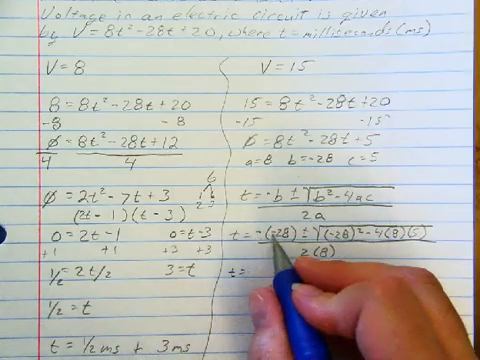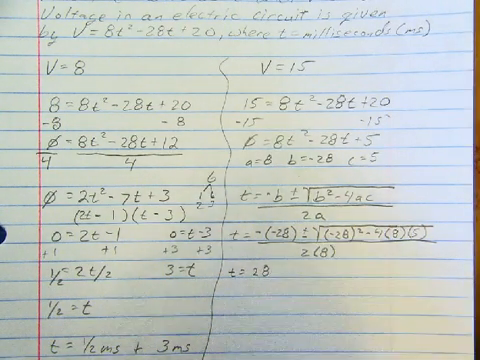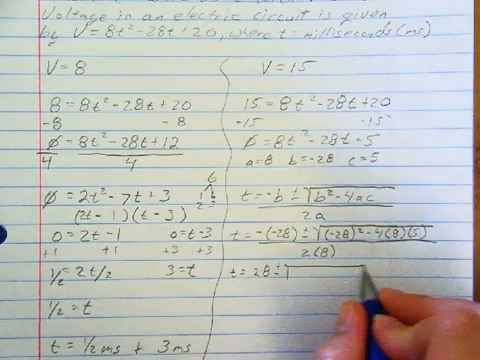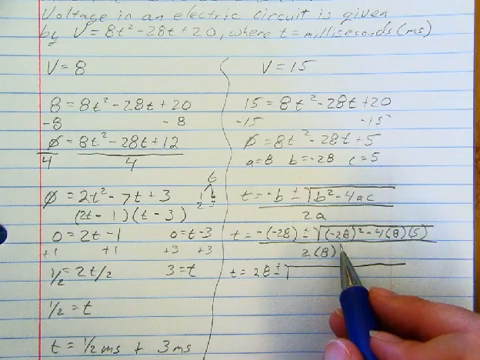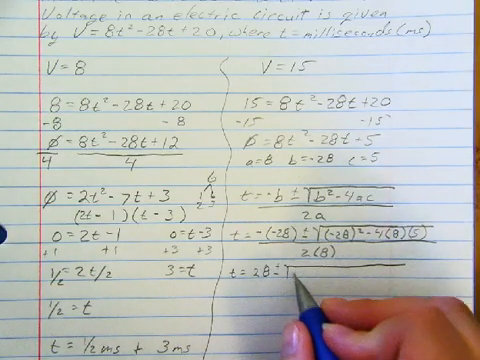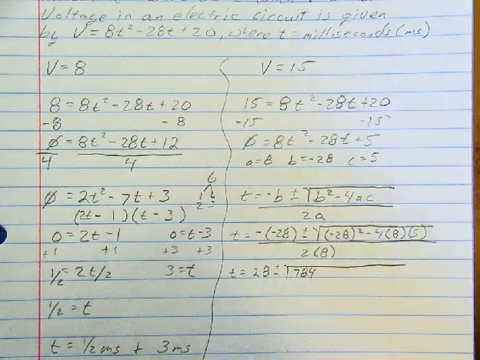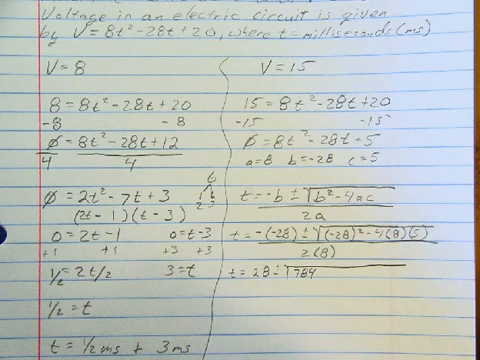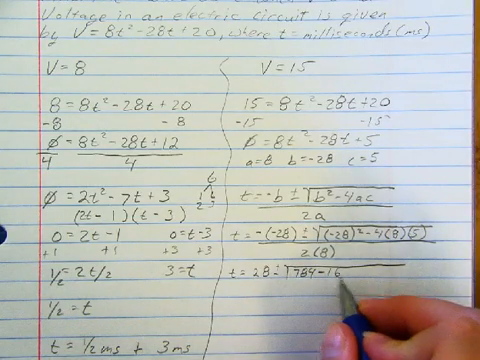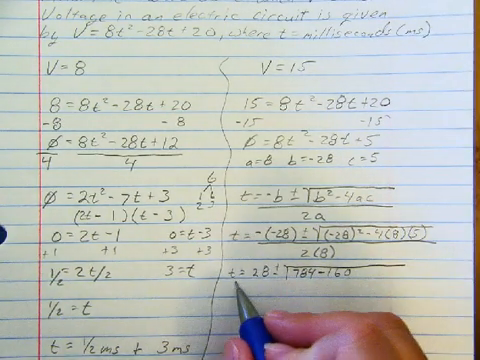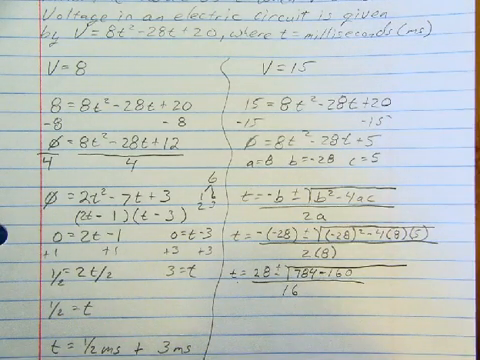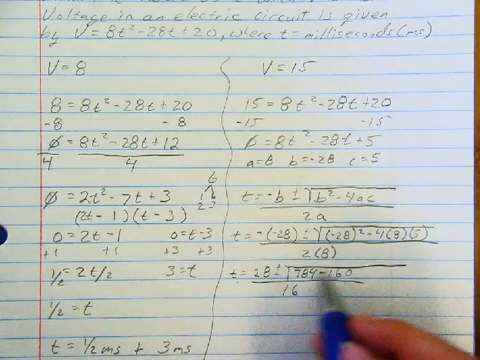t equals negative times a negative is a positive, so this is a positive 28. And then we have our plus or minus square root of negative 28 squared. If we punch that into our calculator, we're going to get a positive 784. And then we have 4 times 8 times 5, so minus 160, divided by 2 times 8, which is 16. So we're going to continue to simplify underneath this radical.